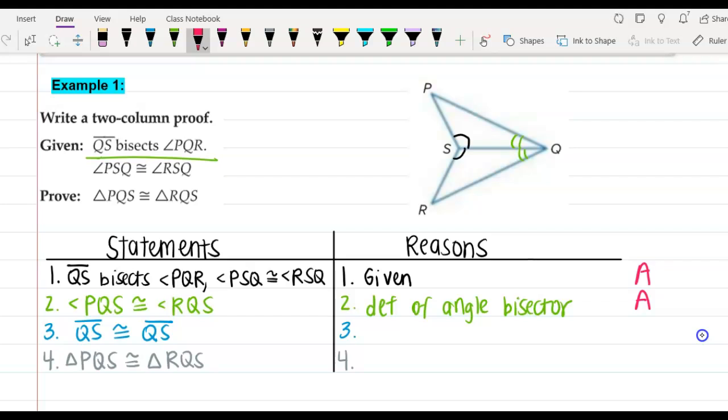Alright, last one, QS is congruent to QS. When something's congruent to itself, it is the reflexive property. And that would give us the side. Okay, so from here, we've listed these in angle, angle, side. That's actually one of our shortcuts, the next one we're going to go over, but we don't have that in our pocket yet to use, but let's look.